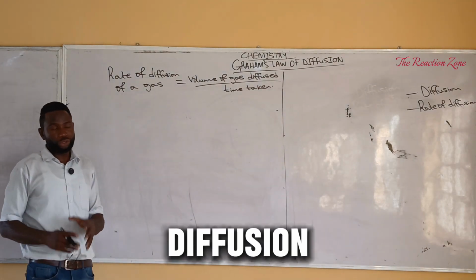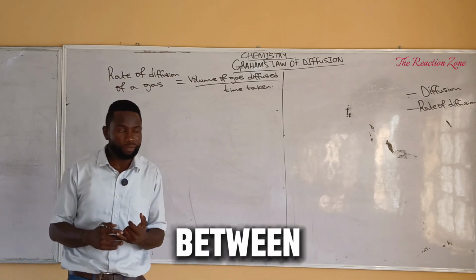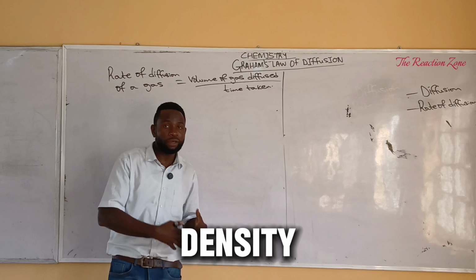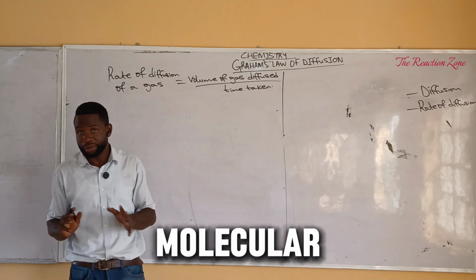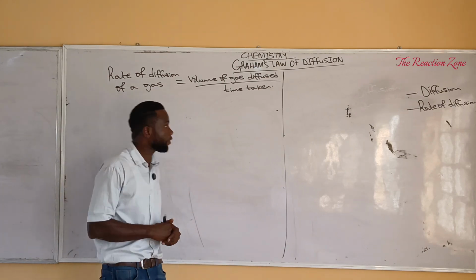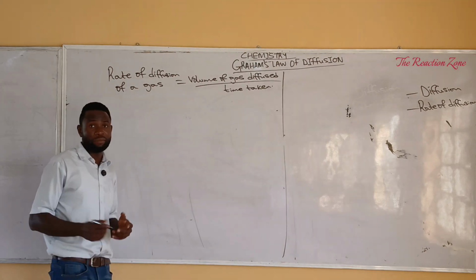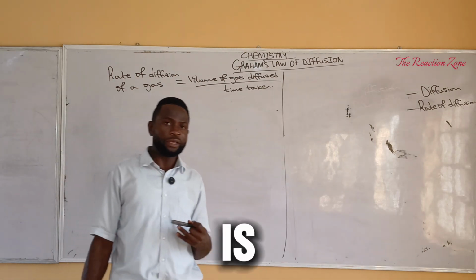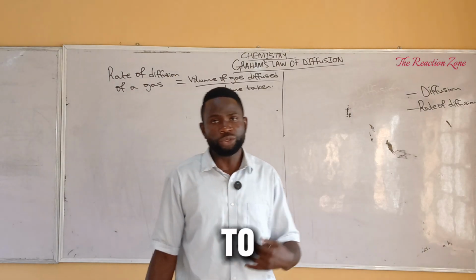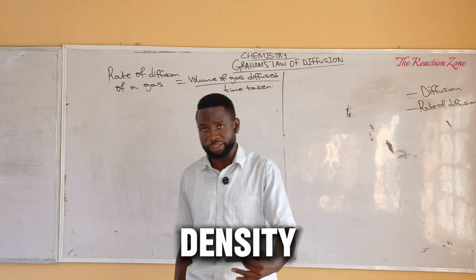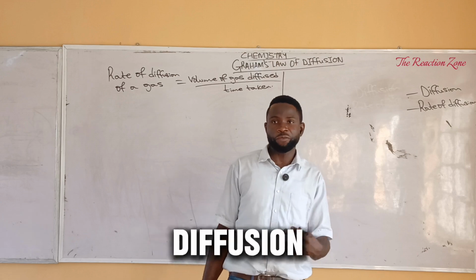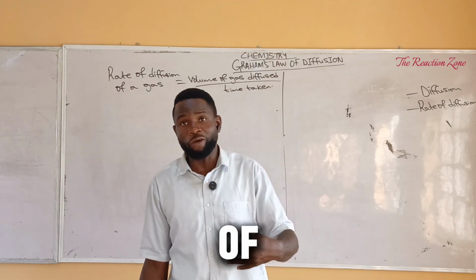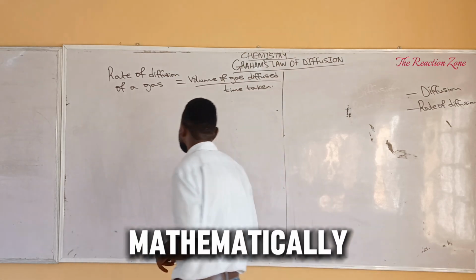Graham's law of diffusion shows the relationship that exists between the rate of diffusion of the gas and its vapor density or its molecular mass. Graham's law of diffusion can be stated as follows: the rate of diffusion of the gas is inversely proportional to the square root of its vapor density, or the rate of diffusion of the gas is inversely proportional to the square root of its molecular mass.